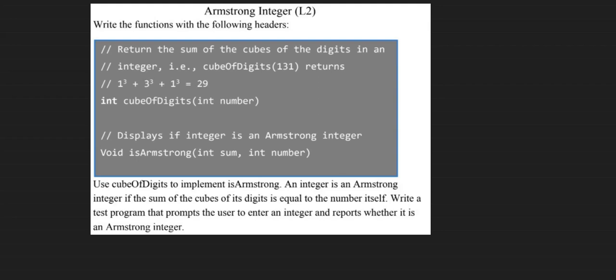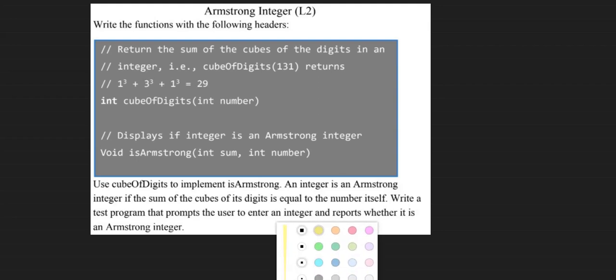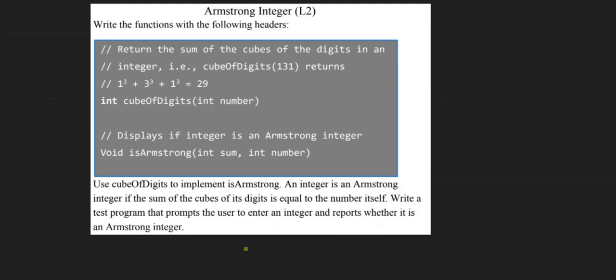Looking at another example, I am supposed to write the functions with the following headers. So they tell me what the 2 headers are. I don't have to develop these headers on my own, but they say to use cube of digits to implement is Armstrong. An integer is an Armstrong integer if the sum of the cubes of its digits is equal to the number itself. Write a test program that prompts the user to enter an integer and reports whether it is an Armstrong integer.